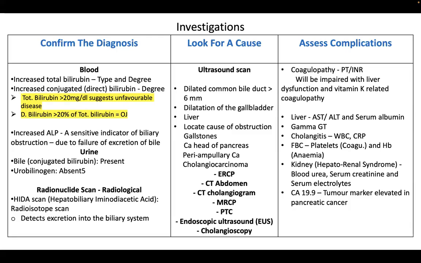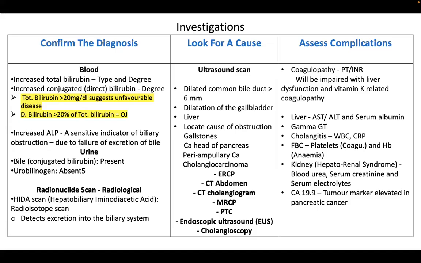So if the total bilirubin is more than 20 milligrams per dL, this suggests an unfavorable disease. Say this word to word, okay? Because this is what Dumindu sir said, and which he asked us during the appointment as well. If the direct bilirubin is more than 20% of the total bilirubin, this is suggestive of obstructive jaundice.